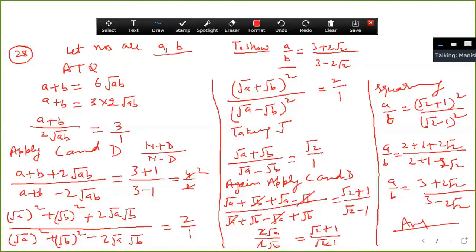Now let's see the next question, which we have to discuss further. I think you have to try the next few questions on your own. Do the exercise and try the questions.